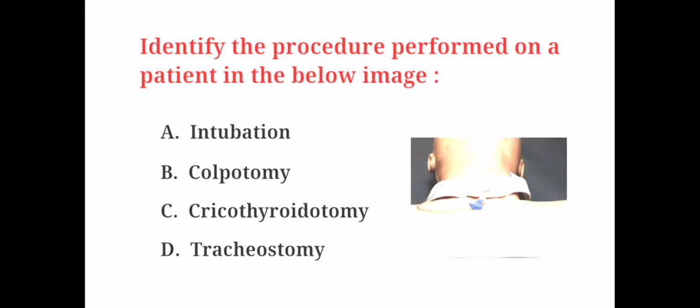Identify the procedure performed on a patient in the below image. A. Intubation. B. Colpotomy. C. Cricothyroidectomy. D. Tracheostomy. And the correct answer is D. Tracheostomy. A tracheostomy is a surgically created hole in your windpipe that provides an alternative airway for breathing.